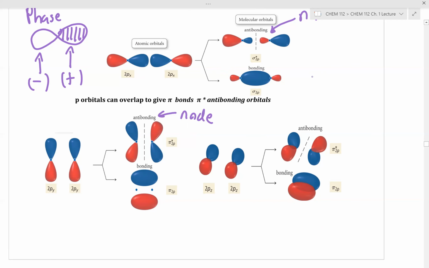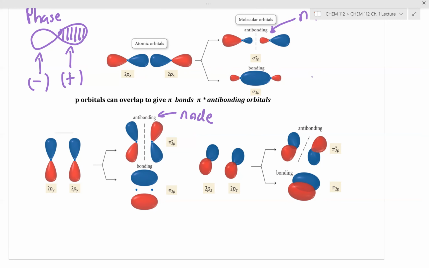Where is the pi star? About where is the pi star? Is it about in the same region of space as our pi bond? Looking at these two, if we put them on top of each other, where is our pi star? Is it also above the bond axis?